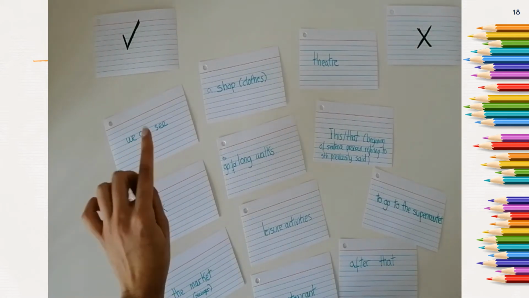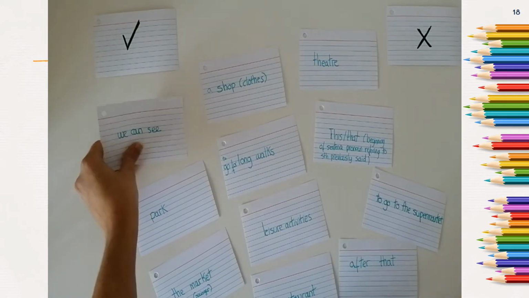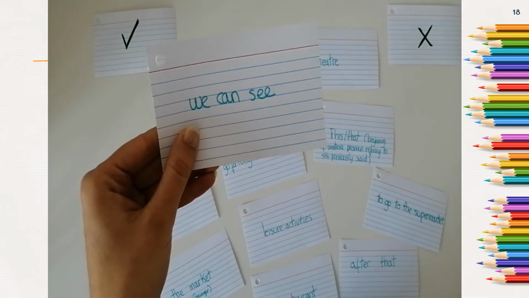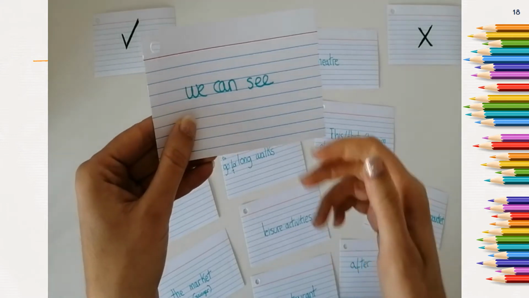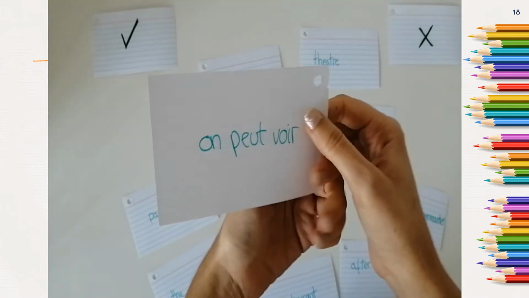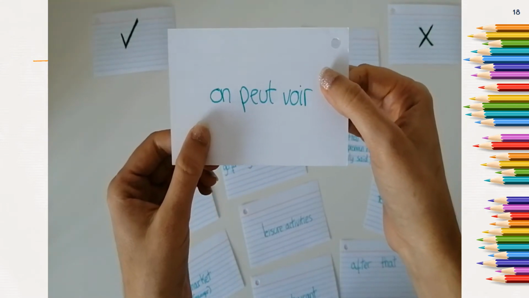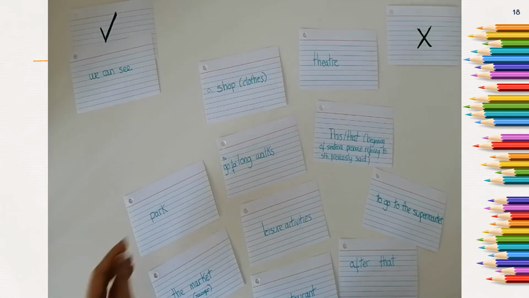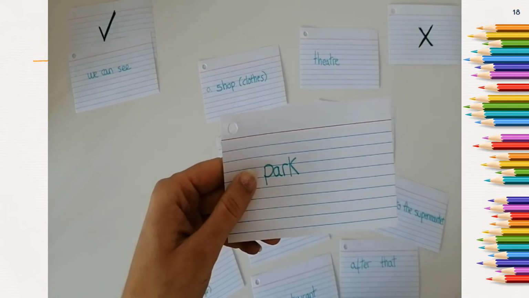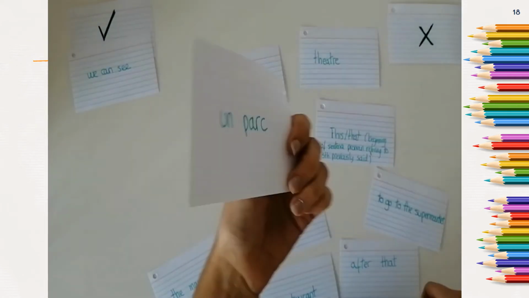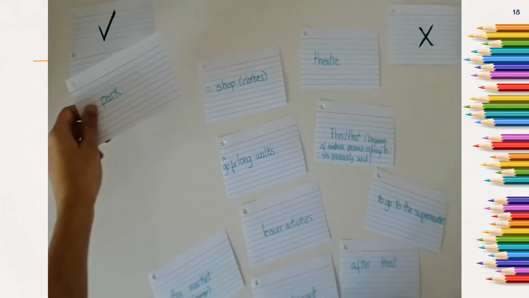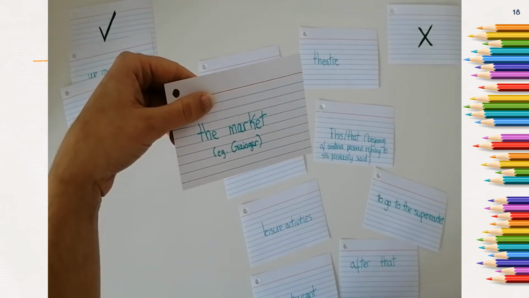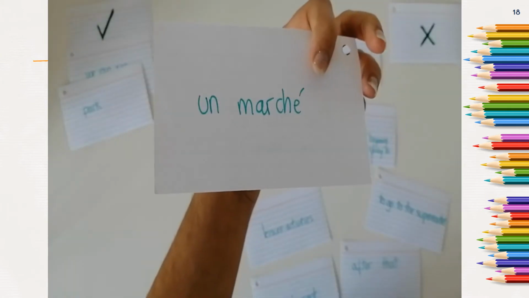You're going to lift the first card, which says we can see, and in French we say on peut voir. I guess it right, so I'm going to put it on the right pile. Then parc, which is le parc, or un parc, yes, correct. The market, le marché, correct.